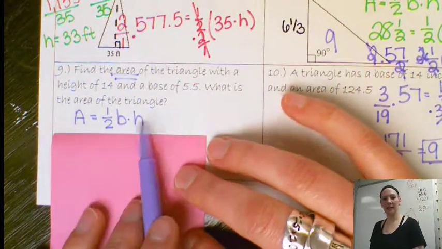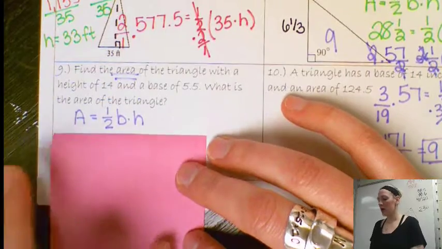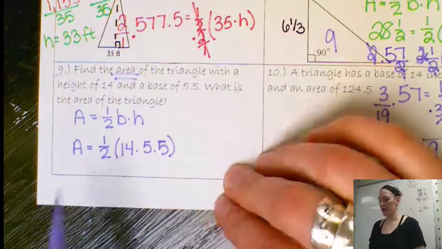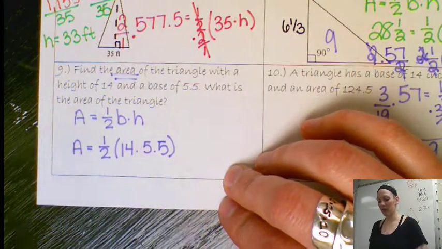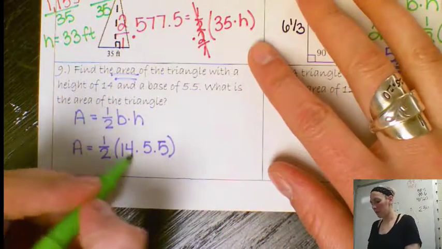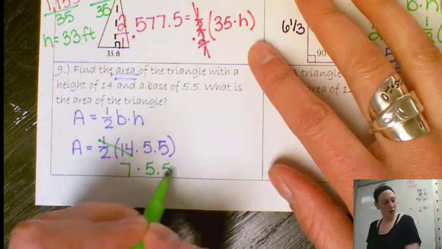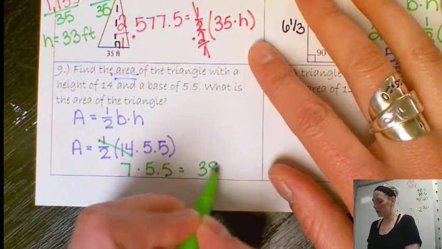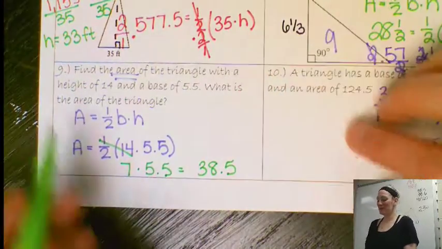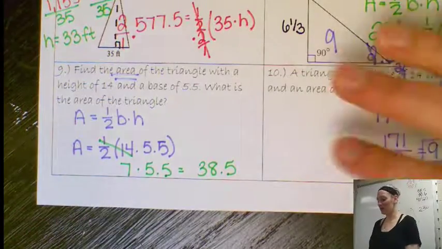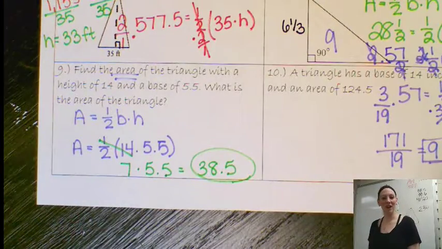Half base times height is the area of a triangle. I'm going to substitute these things in: half of 14 times 5.5. I'm going to multiply here. This would be 7 times 5.5, which would equal 38.5. Now, maybe you used a different formula. Totally fine, as long as you got 38.5.